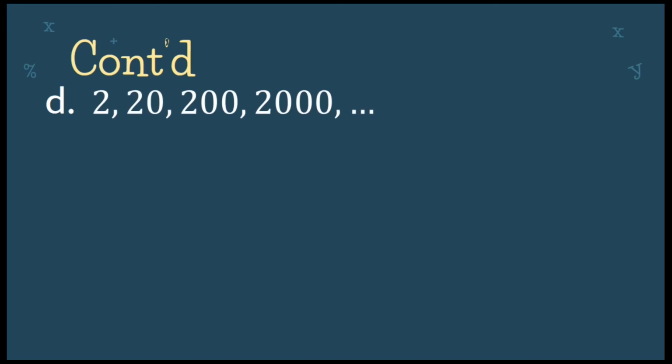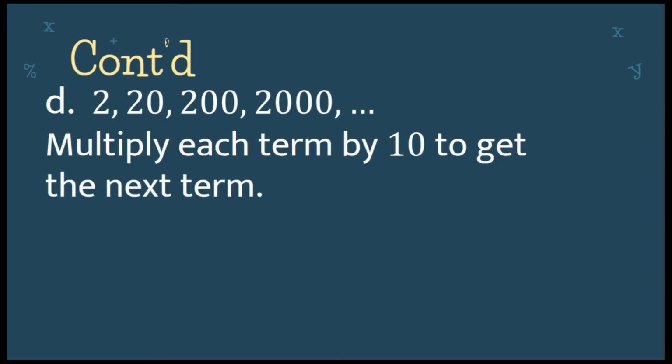Remember, we said when the numbers are getting bigger, it is an indication that a certain number has either been added or multiplied to the previous number to get the next number. So are we adding or are we multiplying to produce the next number? In this case, we are to multiply each term by 10 to get the next term. So the numbers given to us are 2, 20, 200, and 2000.